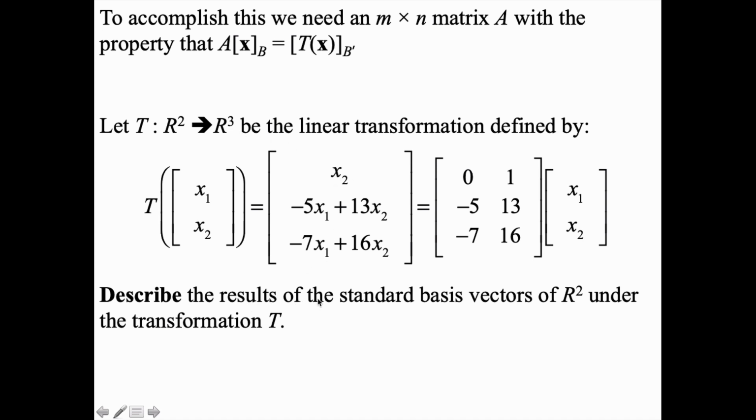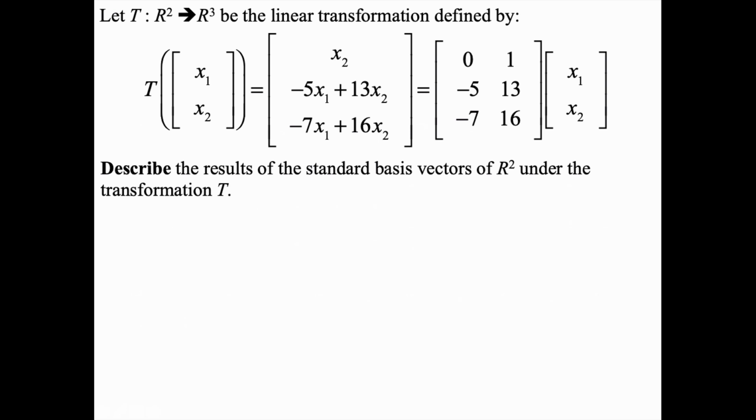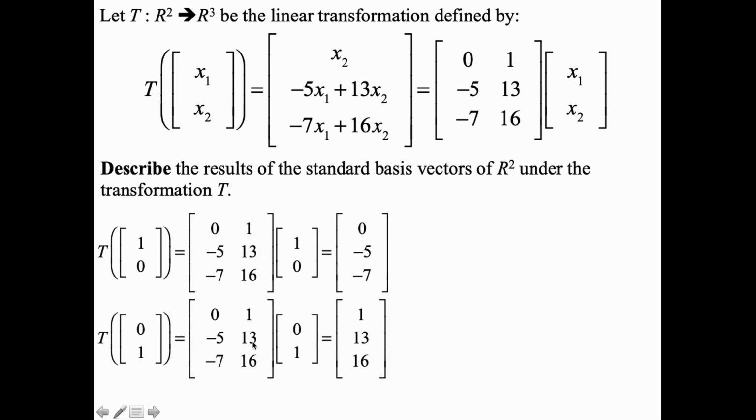So let's describe the results of the standard basis vectors of R2 under this transformation T. Again, the standard basis vectors for R2 are simply E1 and E2. Well, what does this transformation do to those vectors? If you take a look, not surprisingly, when you transform (1, 0), that just captures the first column of your transformation matrix, which gives us 0, -5, -7. And if you perform this transformation on E sub 2, what we commonly call j, it just captures the second column of this transformation matrix. So we have 1, 13, 16.